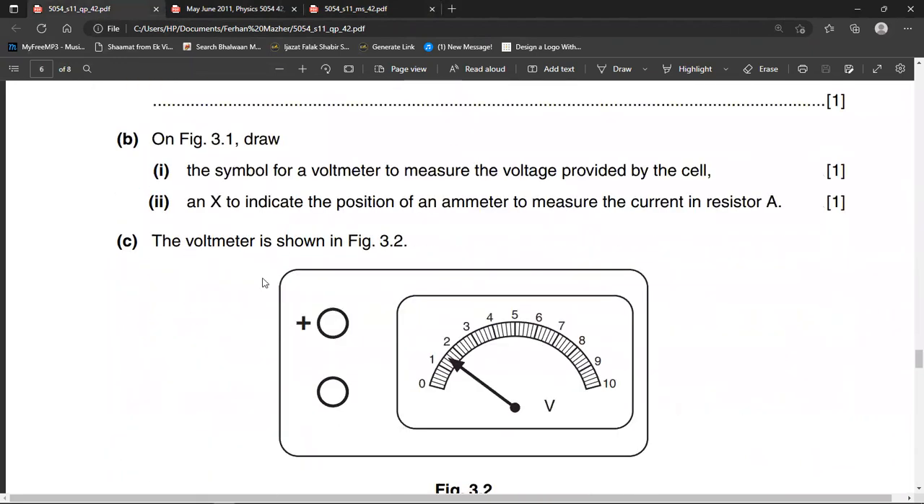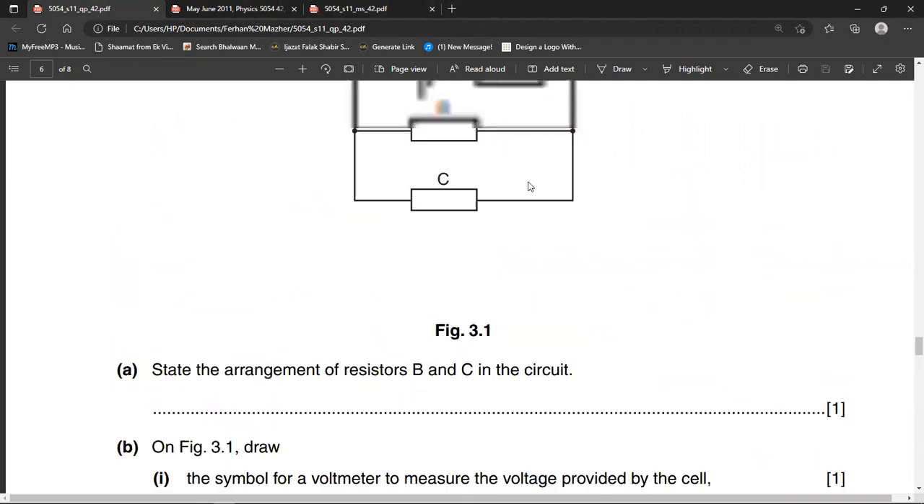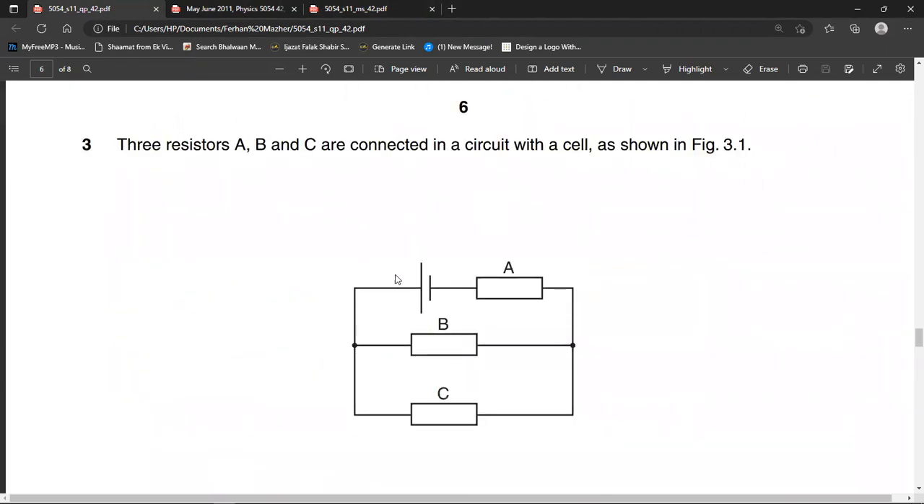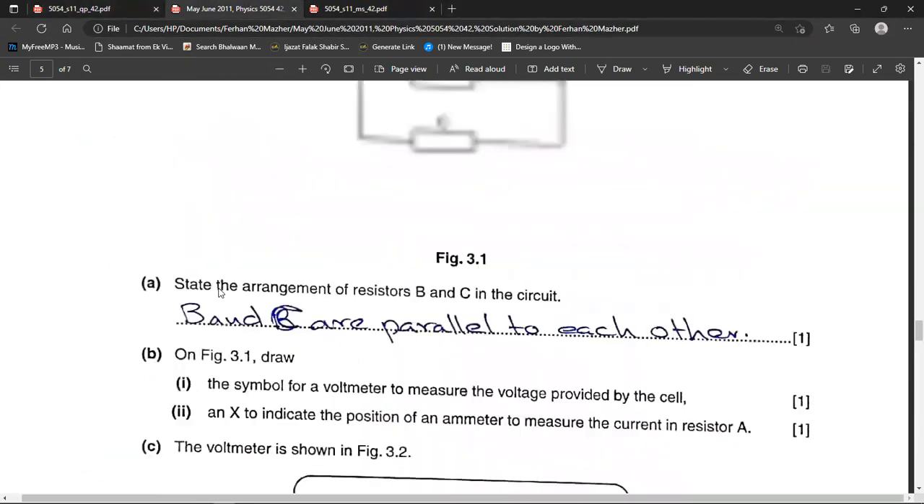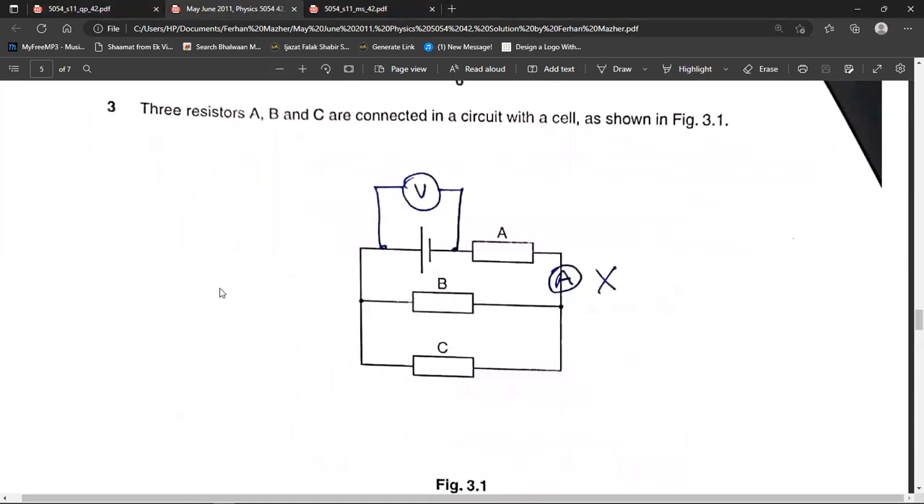Then the question is, on figure 3.1, draw the symbol for a voltmeter to measure the voltage provided by the cell. So if you want to measure the EMF or the voltage of the cell, you can put a voltmeter here. Let me show you, I have done that. Here you see, connect a voltmeter like this.